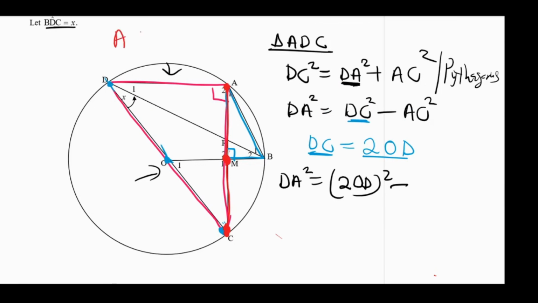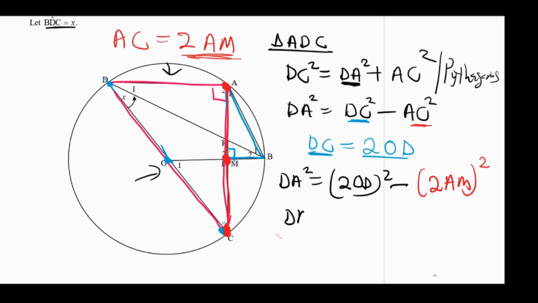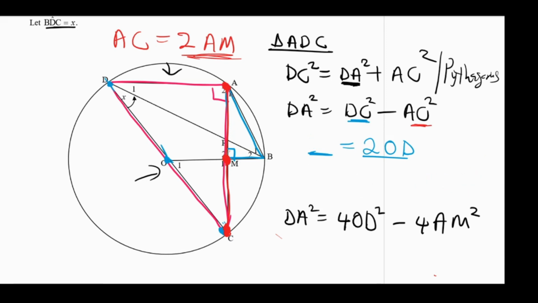So AC is the entire distance from A to C. It's actually twice AM also. So where we see AC, we're going to put twice AM. So it's going to be minus twice AM all squared, right? So we're going to have DA squared is equal to 4OD squared minus 4AM squared. So now we have something like this. Let me erase the top.